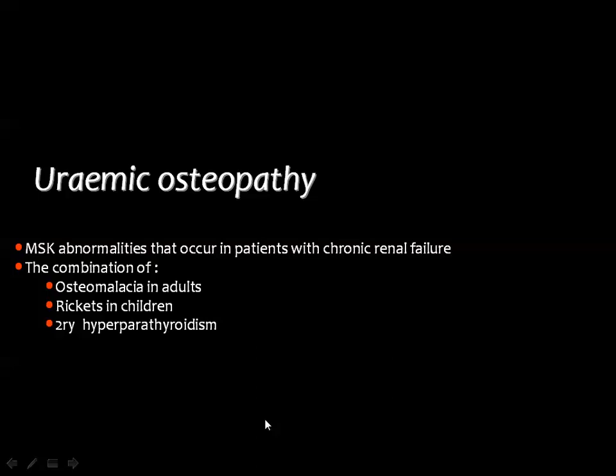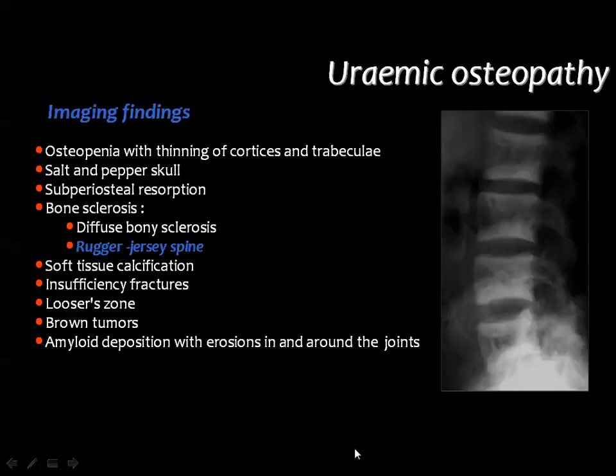Uremic osteodystrophy is the combination of osteomalacia and secondary hyperparathyroidism in adults, and rickets and secondary hyperparathyroidism in children. Then you have secondary hyperparathyroidism in both. If the patient is an adult, you'll see changes of osteomalacia. If a child, you'll see changes of rickets.